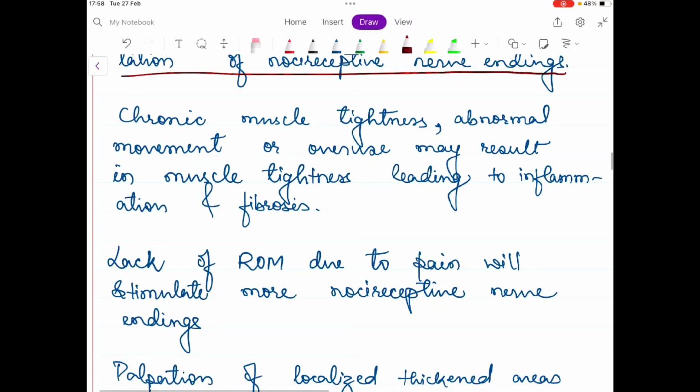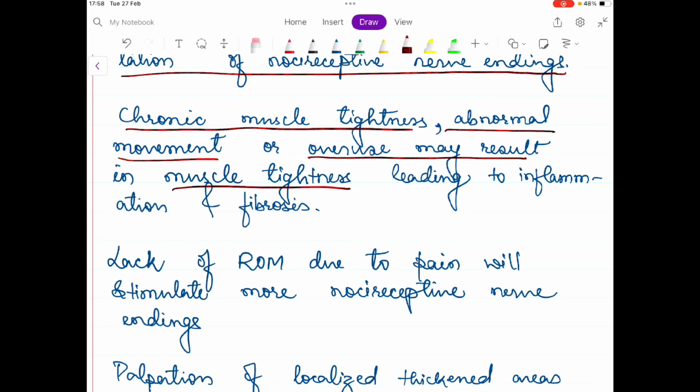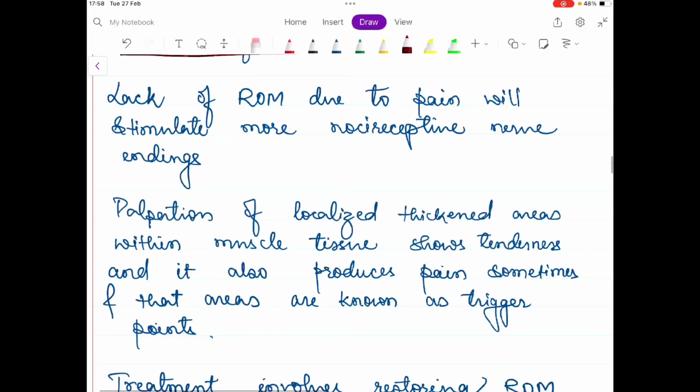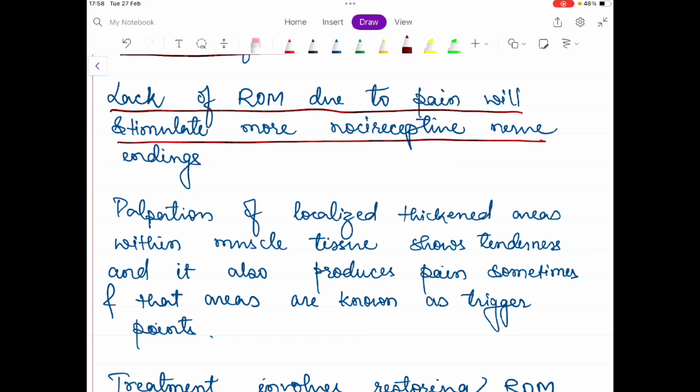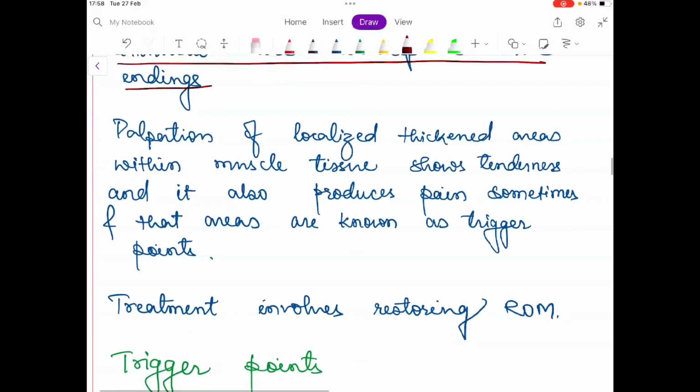Chronic muscle tightness, abnormal movement or overuse may result in muscle tightness, leading to inflammation and fibrosis. So you could also see inflammation and fibrosis of a particular muscle, which could be due to overuse or abnormal movement. Lack of range of motion due to pain will stimulate more nociceptive nerve endings. Such a simple statement.